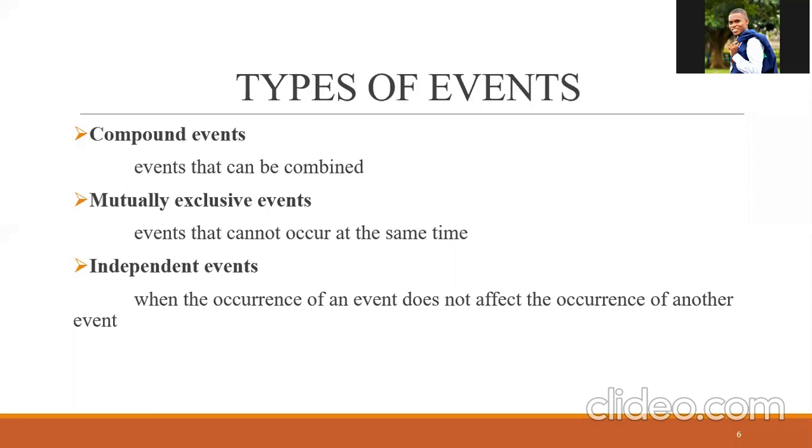These are events that cannot occur at the same time. Is that okay? So you cannot be in school and be at home at the same time. That's a mutually exclusive event. You are not God. You cannot be everywhere at the same time. So you cannot be in school, then you say that I'm home. How can that be possible?